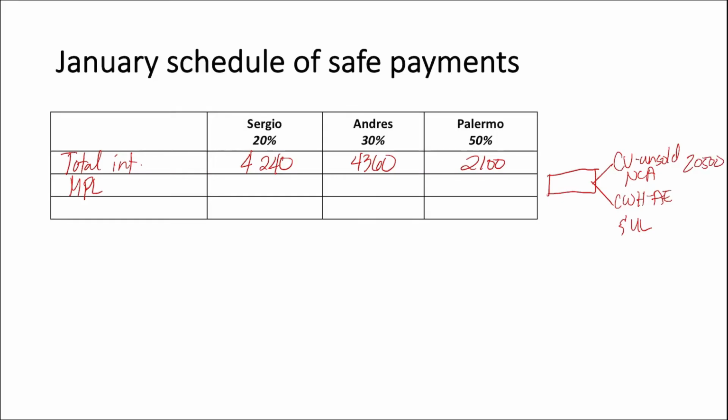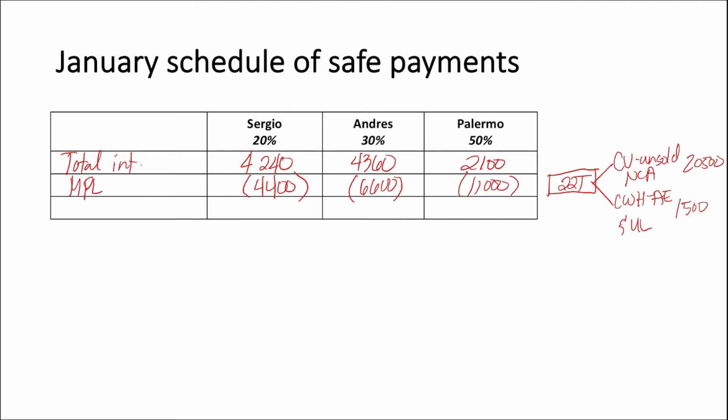Diba? Next, how much is the cash withheld for anticipated expenses? For January, magkano? 1,500. Okay. So magkano ang iyong maximum possible loss? That is 22,000. Ano treatment natin sa MPL? Distribute to the partners based on their profit or loss. So, 20% is 4,400. 30%, 6,600. Tapos kalahati is 11,000.